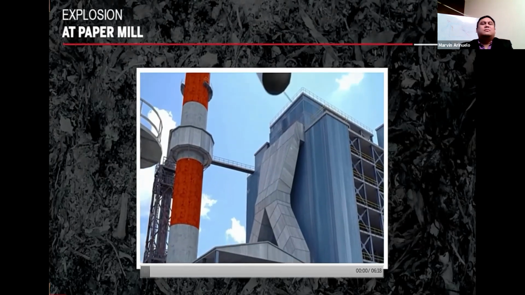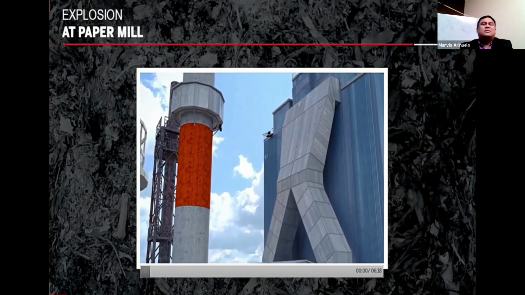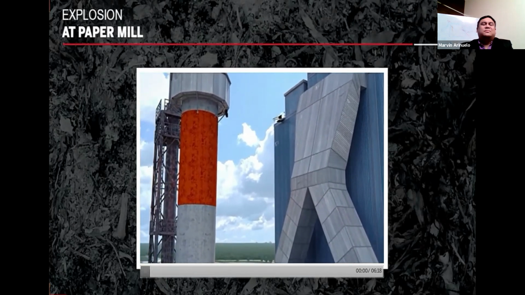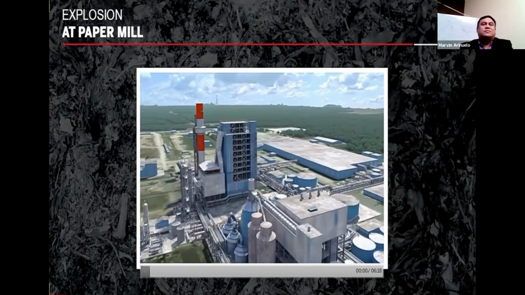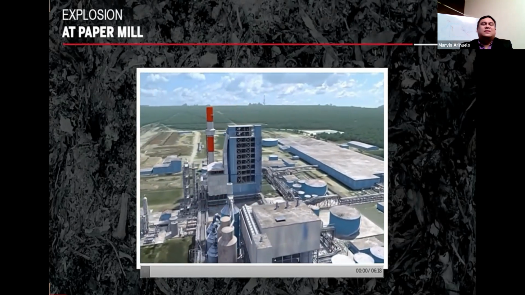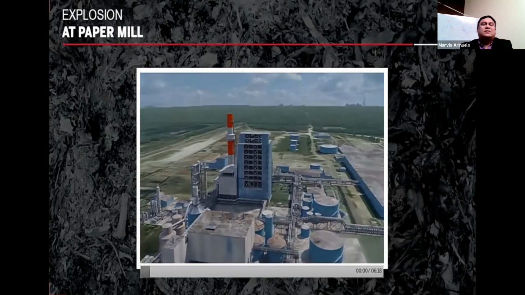The tank separated from its base and launched up and over a 6-story structure, landing approximately 375 feet away. 3 people were killed and 7 were injured. All were contract employees working near the foul condensate tank.